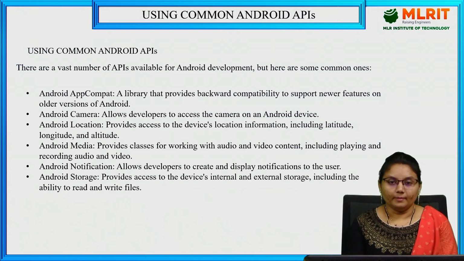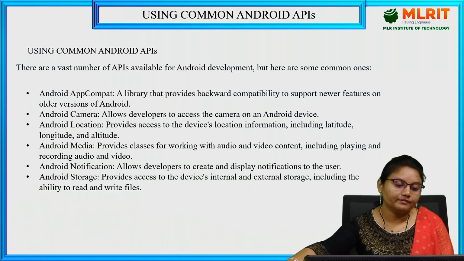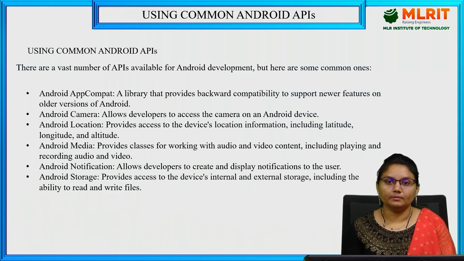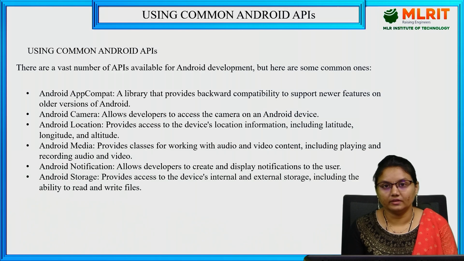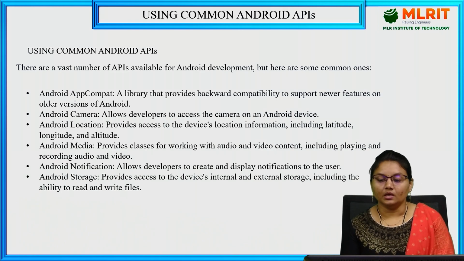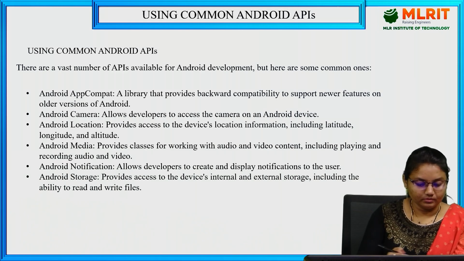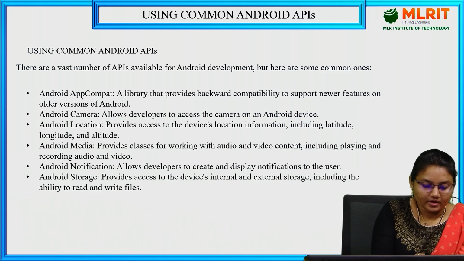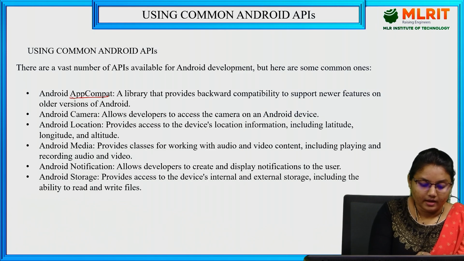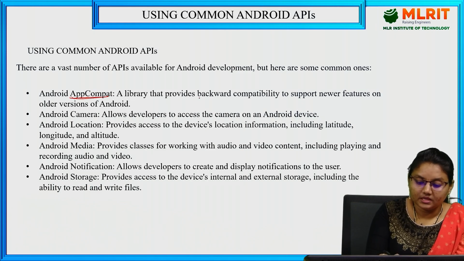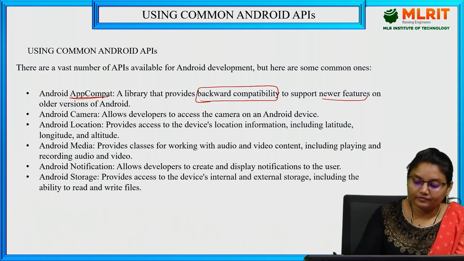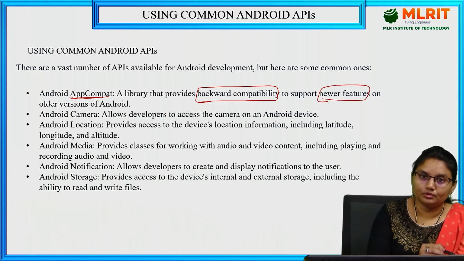So using common Android APIs, we have a vast number of APIs that are available in Android Studio for Android development or application development. These are the few APIs that we have. AppCompat. Everywhere we are talking about Android only. So I'll just read out AppCompat. AppCompat means a library that provides backward compatibility to support newer features on older versions of Android.